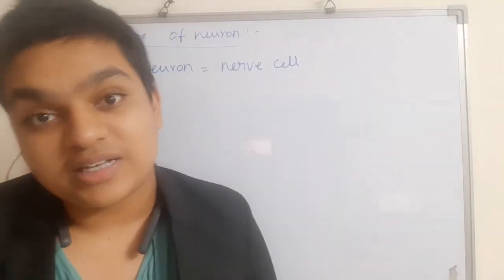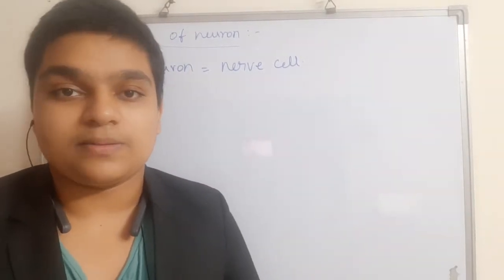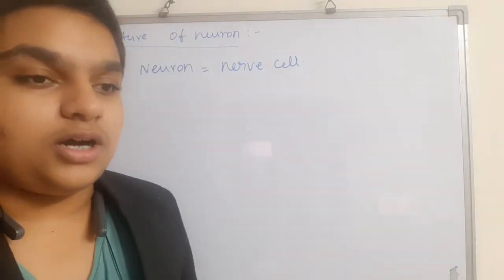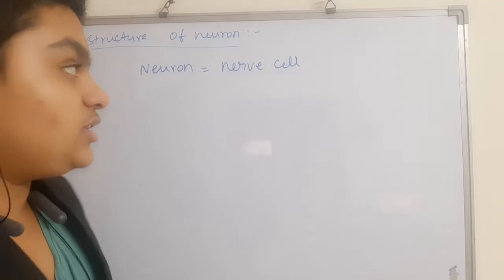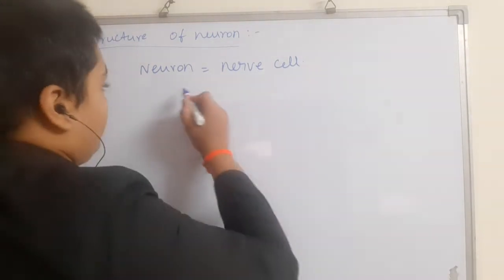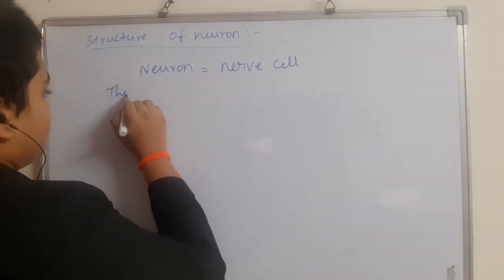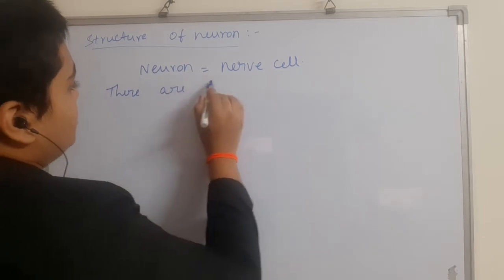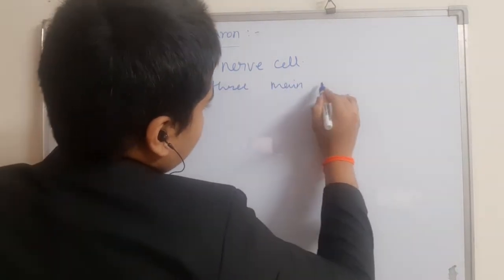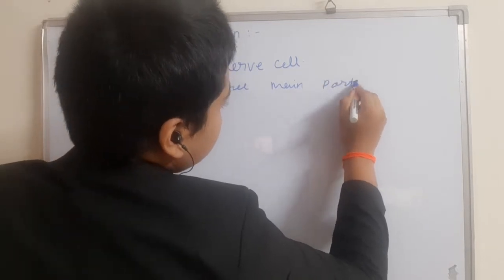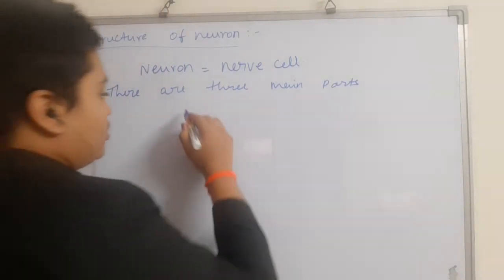Let me tell you the basic parts of this neuron. What are the basic parts present in this? A basic typical neuron consists of three main parts. There are three main parts in a neuron.